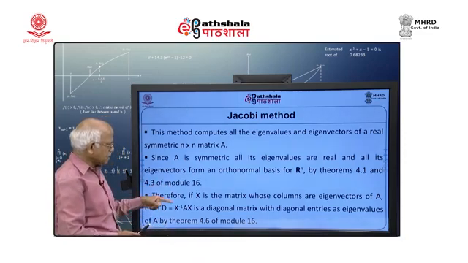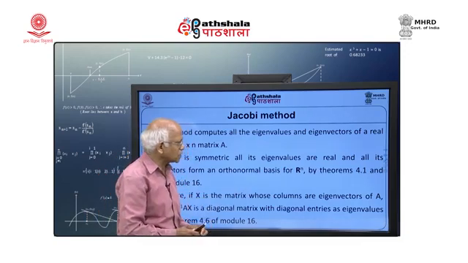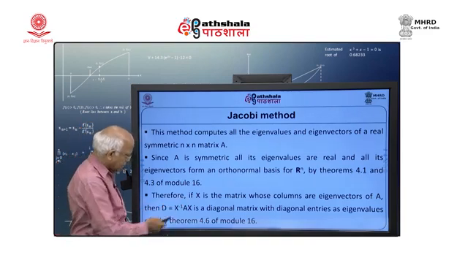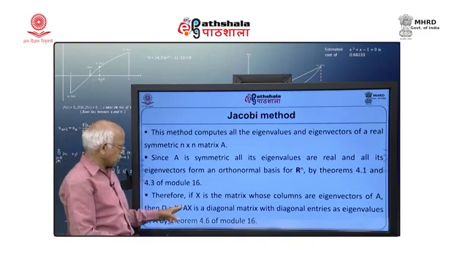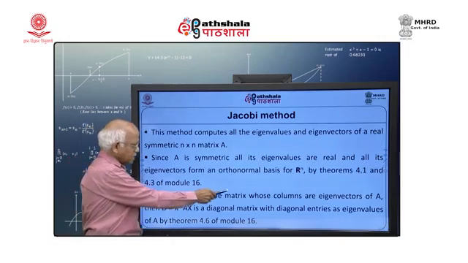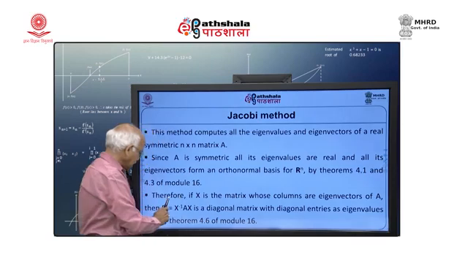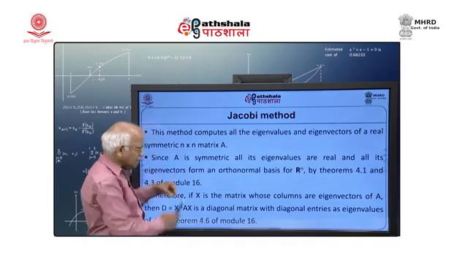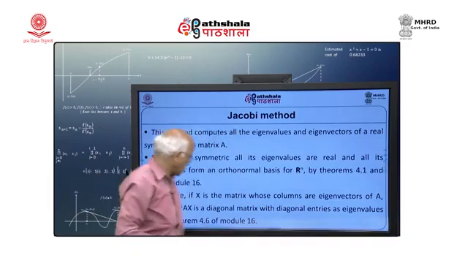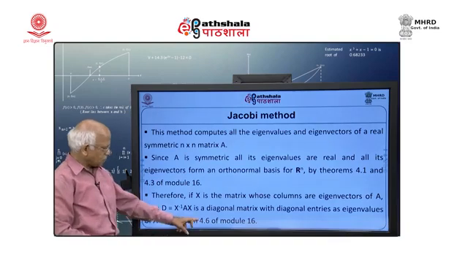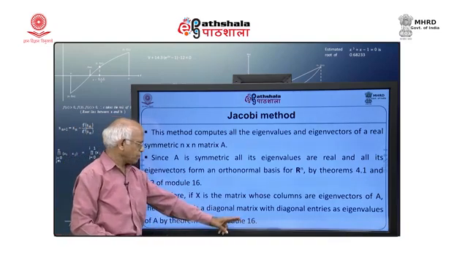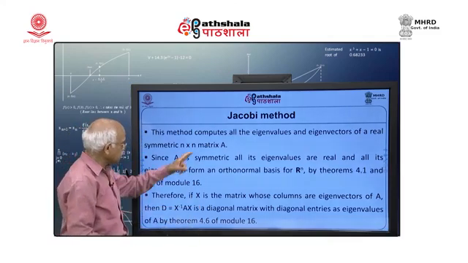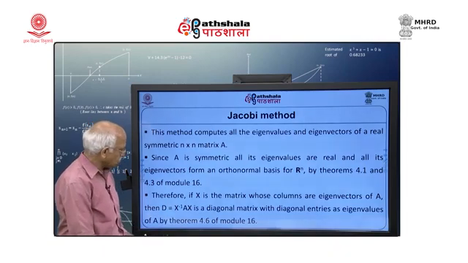Therefore, if X is a matrix whose columns are eigenvectors of A, then D equal to X inverse A X is a diagonal matrix with all diagonal entries as eigenvalues of A, and this is by theorem 4.6, which was discussed in module 16. So, I was telling you that we will be using some of the results from module 16, and these are the main results we are going to use in this particular Jacobi method.